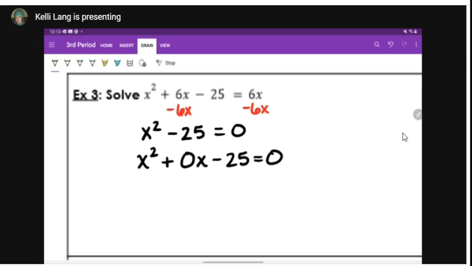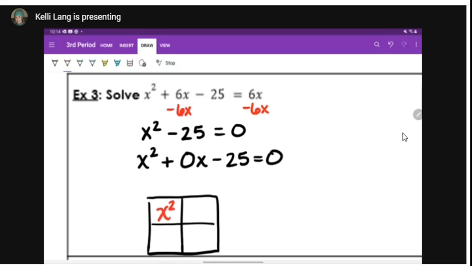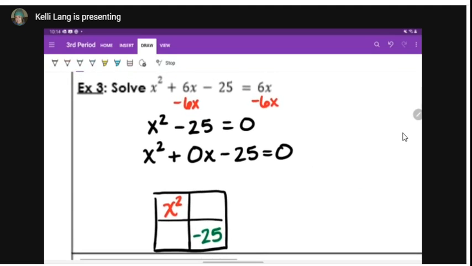This is very similar to the last example, except instead of C missing, it was B that was missing. So we're just going to fill it in with a 0x. And then we can factor. Our first term goes in the top left box. Our last term goes in the bottom right. Notice that is a negative 25, so when you put that in the bottom right, make sure you put the negative in there.